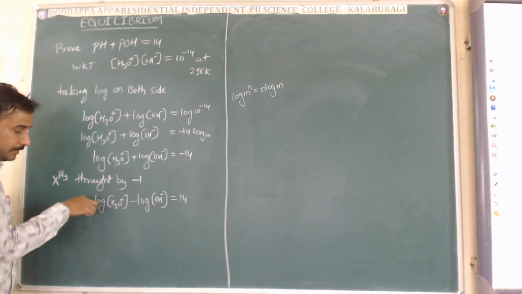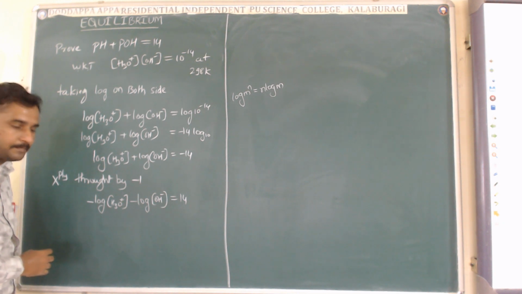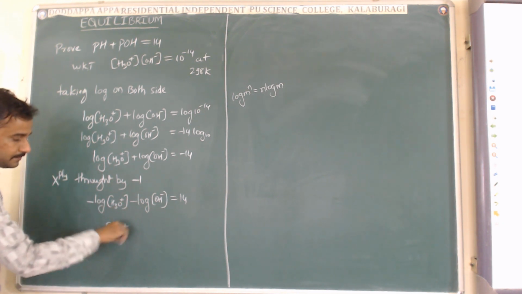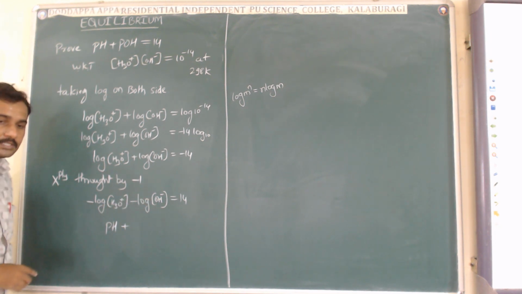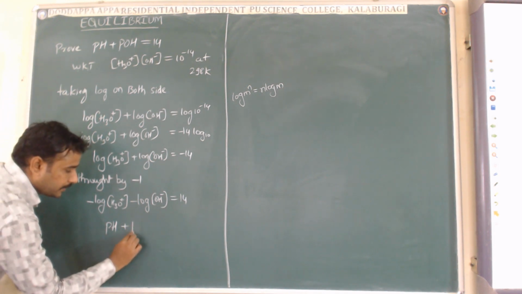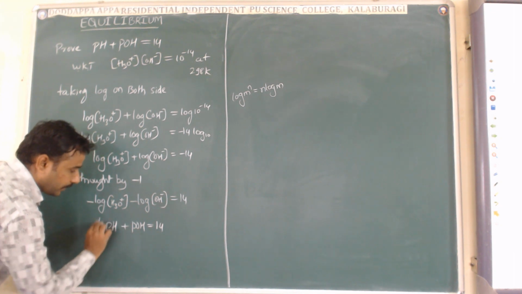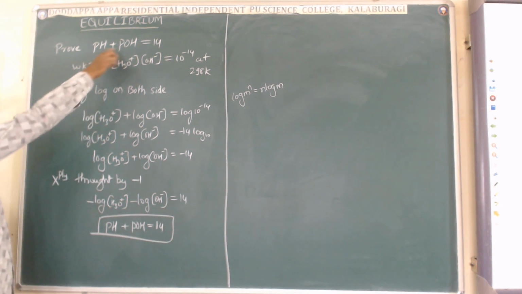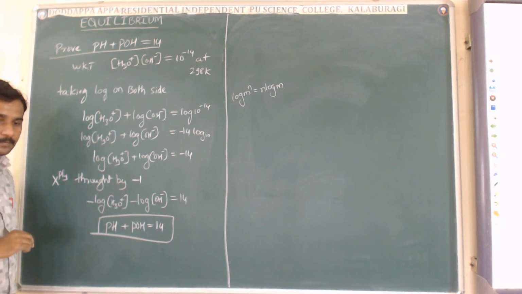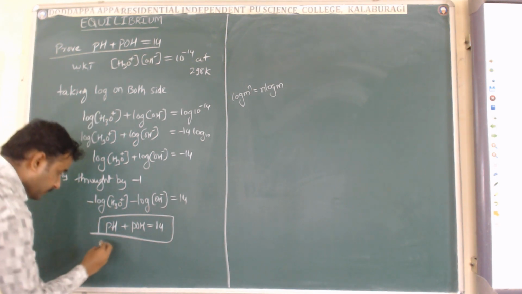We have studied that minus log of H3O plus is what we are going to call pH. Then you have to write pH, plus the negative logarithm of OH minus, which is called what? pOH. That is the definition. I had explained that. So pH plus pOH is equal to 14, that we have proved. pH plus pOH is equal to 14.